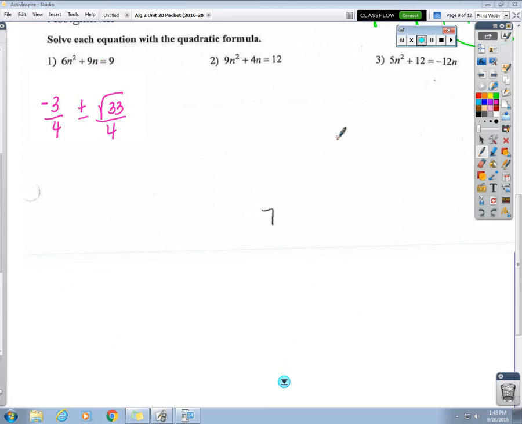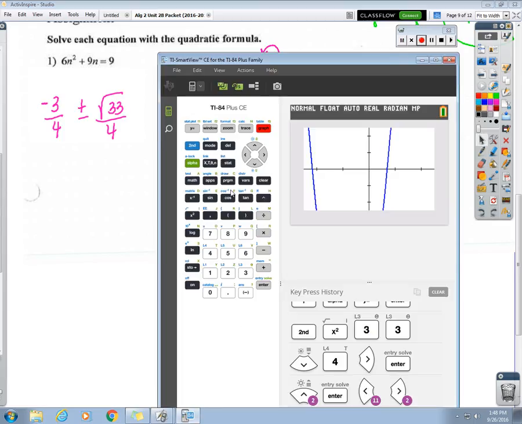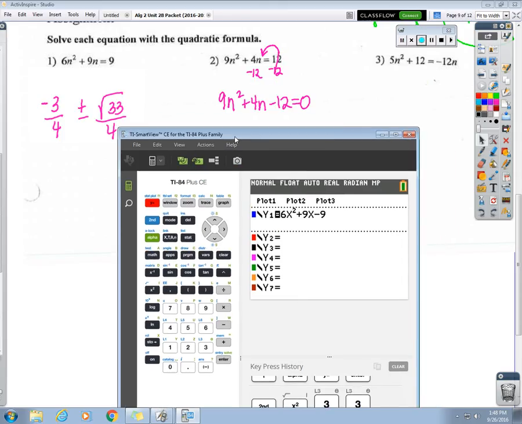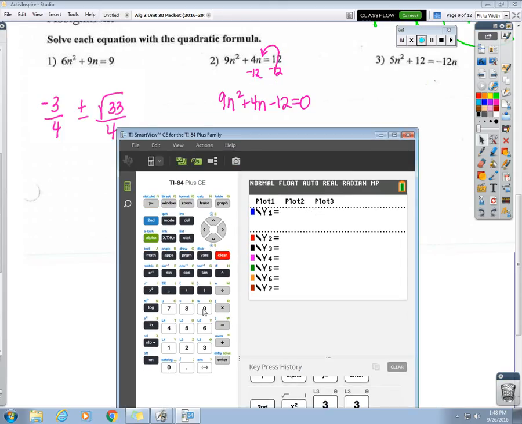Okay, so number 2, what's the very first thing we have to do? Right, this 12 belongs on this side of the equal sign, so we have to subtract it to get it over there. So 9n squared plus 4n minus 12 equals 0. Did everybody at least make it through that step? Okay, now we need to do the quadratic formula. You could go ahead and graph it just to kind of have a heads up whether it's going to be a real number or a complex answer when you do it.